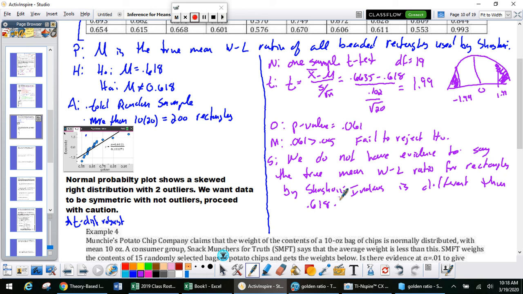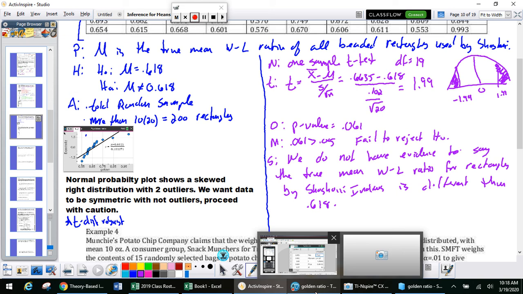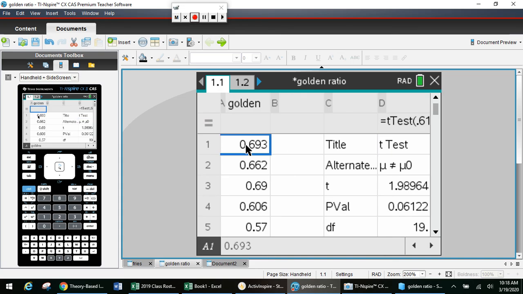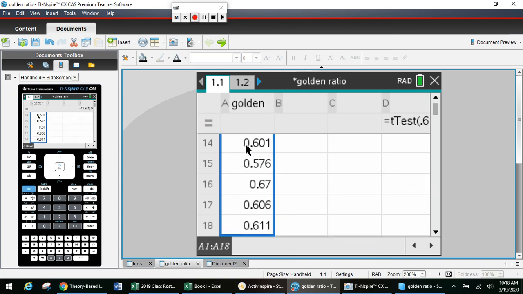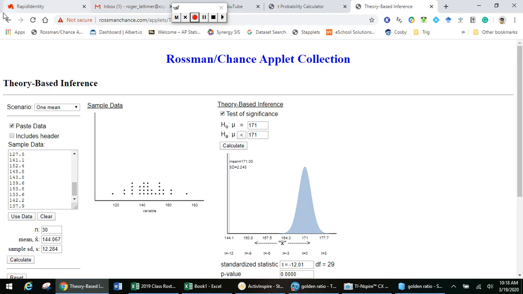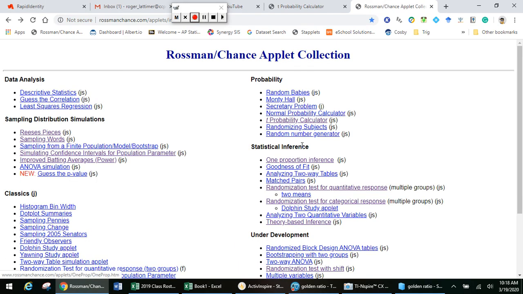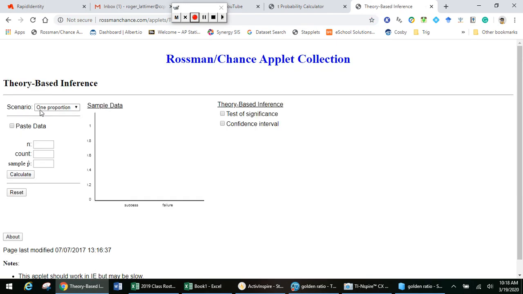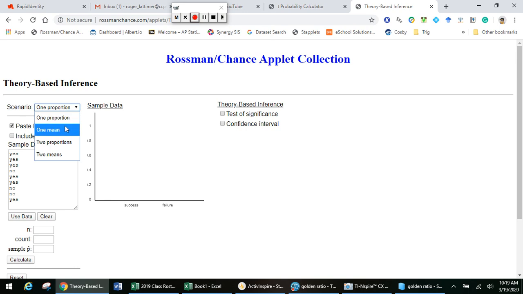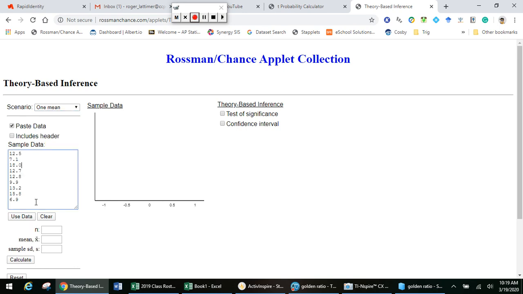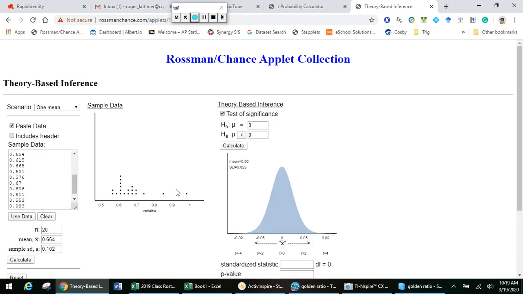Alright, so that's pretty much all that. Let's say that you were at home and you, again, don't have the calculator. Again, I'll show you how to do this one more time in Rossman-Chance. So you go to theory-based inference, right here. Click paste data. We want one mean, obviously, because we're dealing with means. Delete it out. Paste it in there. Click use data. N, x bar, s, test of significance over here. And again, you see your graph there.